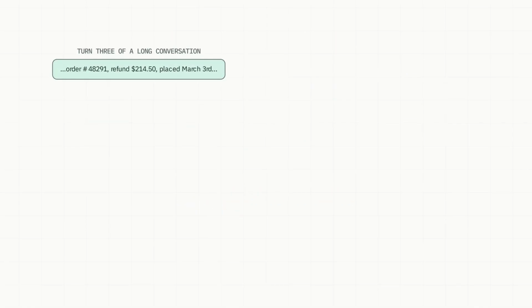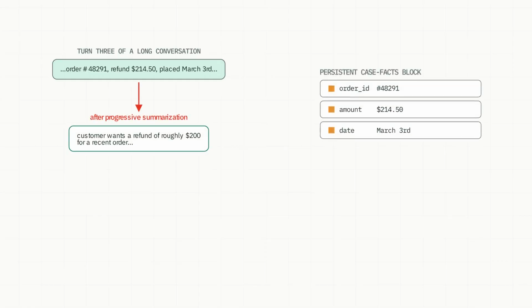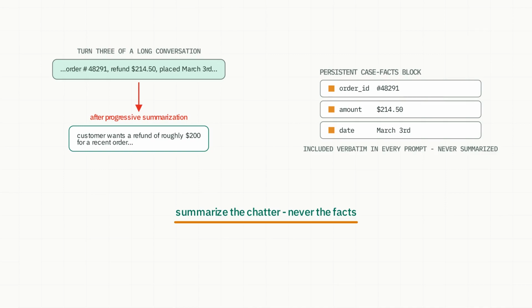Second pressure point: a long, winding conversation, and somewhere in turn 3 the customer stated an order number and a refund amount. Progressive summarization, the default memory-saving move, will quietly corrupt exactly those details. Amounts become roughly, dates become recently, order numbers vanish. The pattern the exam rewards: extract transactional specifics into a persistent case facts block and include it verbatim, unsummarized, in every prompt. Summarize the chatter, never the facts, and for the refund itself, Law 2.